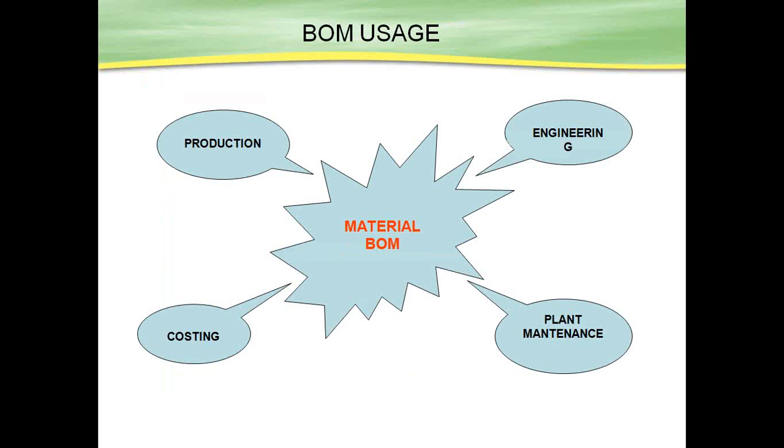So, BOM uses: where are BOMs used? The bill of material can be used in production, then in costing, because your total list of raw material will give you the total cost of the product. So it will have a link with costing. Then plant maintenance: if you are going to assign some kind of machinery, then it will have a link with plant maintenance, and then finally engineering.